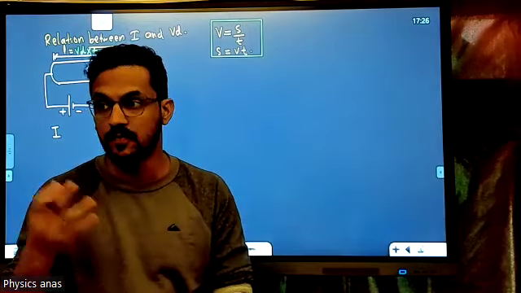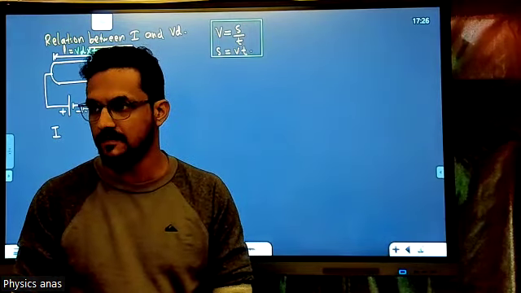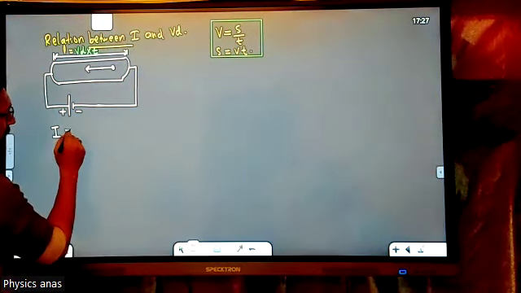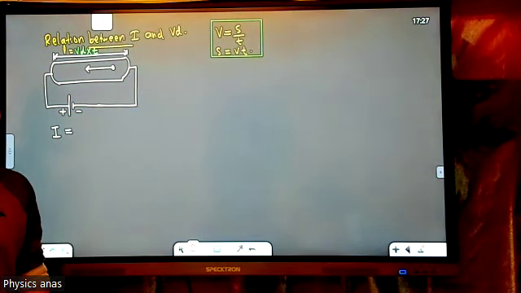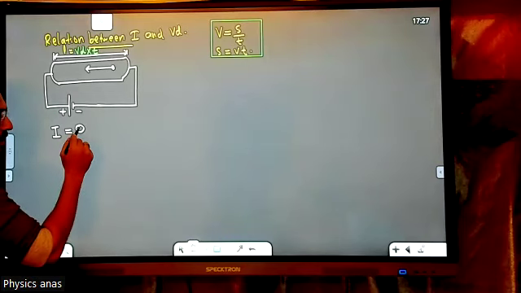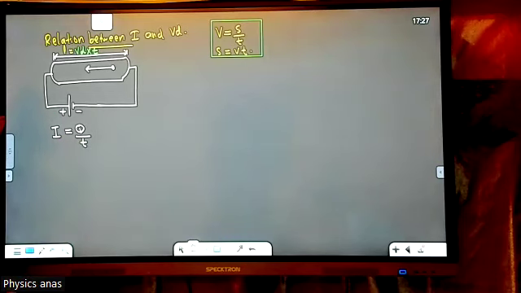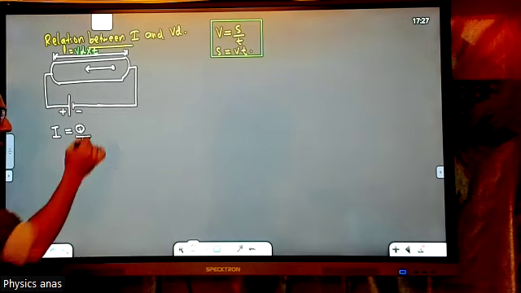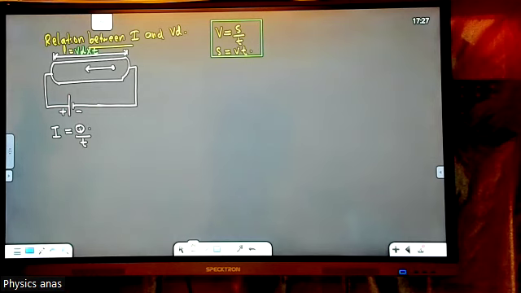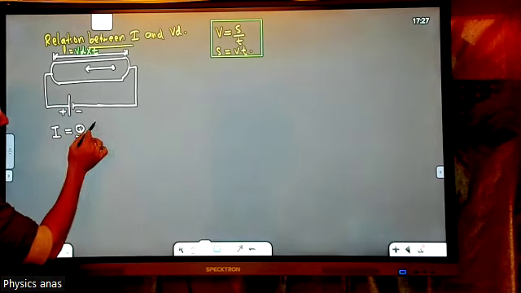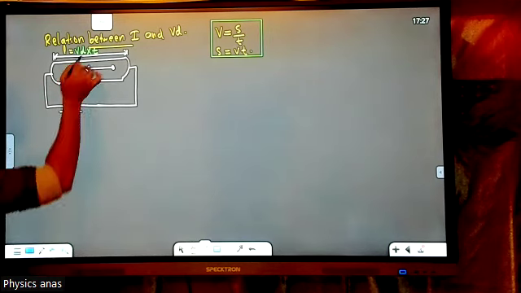Another equation for current. What is the other equation for current? Current has another equation also. What is that? In terms of charge. In terms of charge, what was that? Q by T, right? If you find this Q, just divide it with T, you will get current. Are you getting the idea? That's how we are going to find the relation between current and drift velocity.